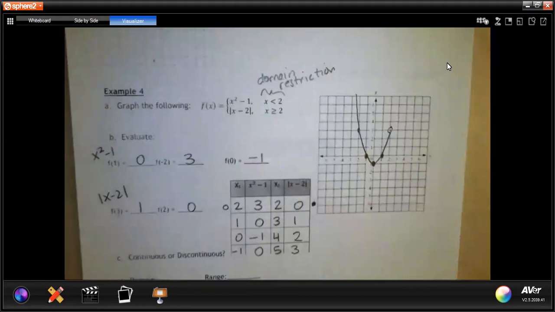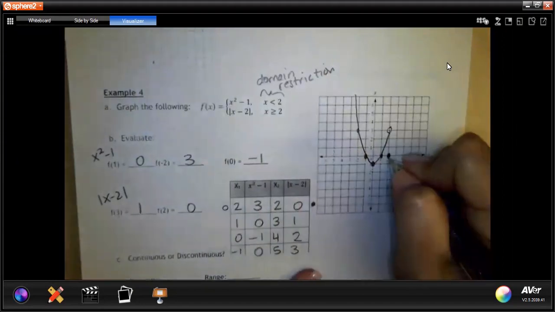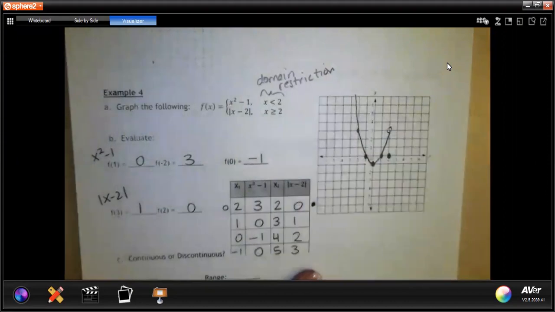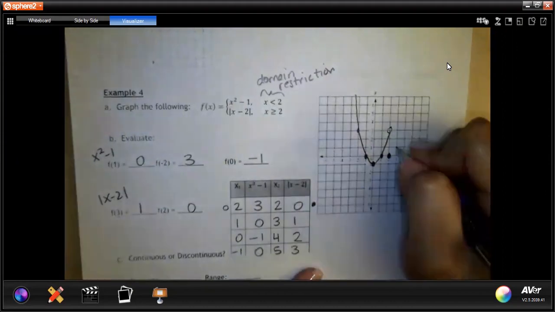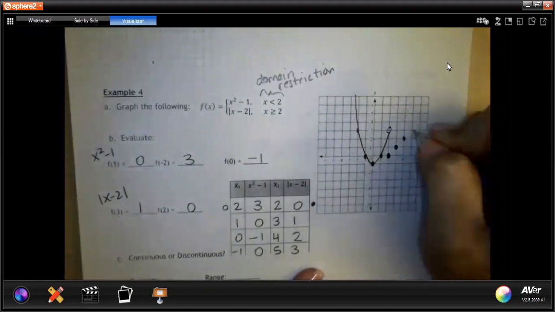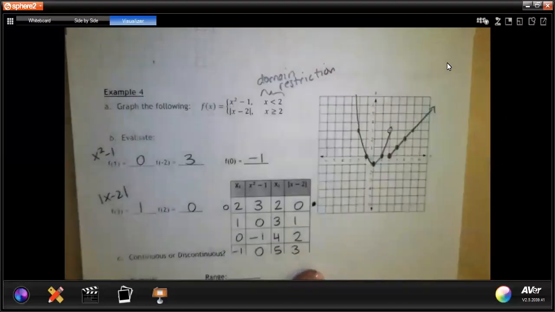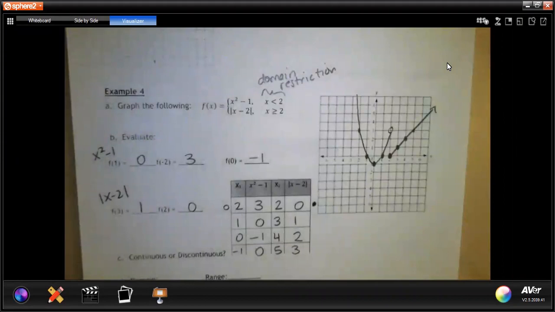Now we're ready to graph the second one, and it starts at 2, 0. And that was a closed circle. So I'm going to start there with a closed circle. And then 3, 1, 4, 2, and 5, 3. And we get a vertical line here that looks like that. It was an absolute value, just doesn't have the other side of that V.